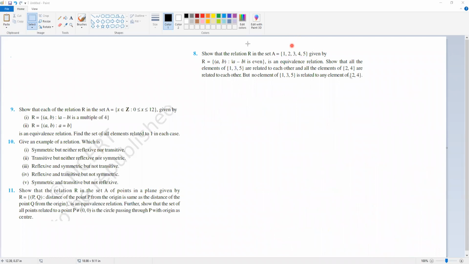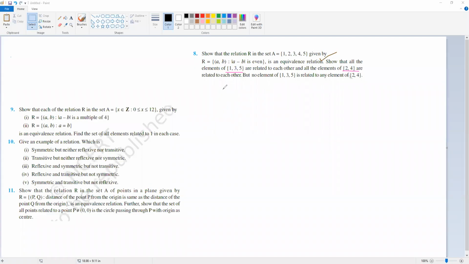Okay. Now, one more question they asked. Show that... So the first portion is done, we proved it is an equivalence relation. Now what we have to prove is that all the elements of 1, 3, 5 are related to each other, and all the elements of 2, 4 are related to each other. 1 minus 3 is divisible by 2, even.